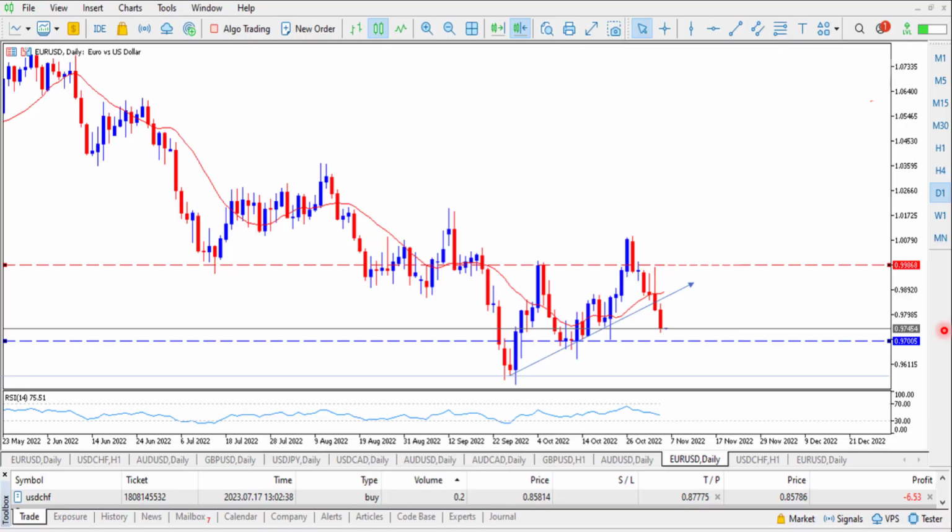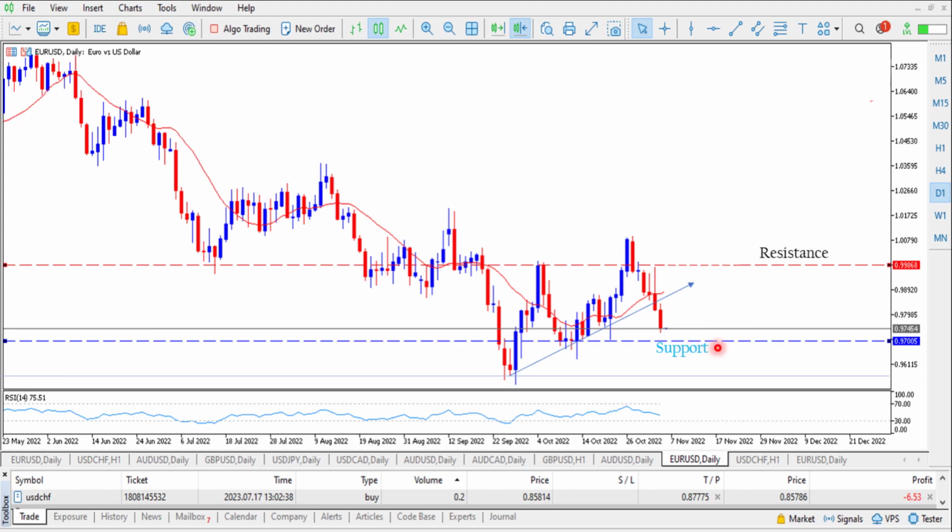For instance, here is a EURUSD chart, and here is the current price. Technically the market shows that it might touch this support, and here is our resistance and this is our support. The market technically indicates that it might touch this support once again, or maybe it might go lower than this. We don't know, but at this stage, at least the market technically gives us a signal that it might hit this support.